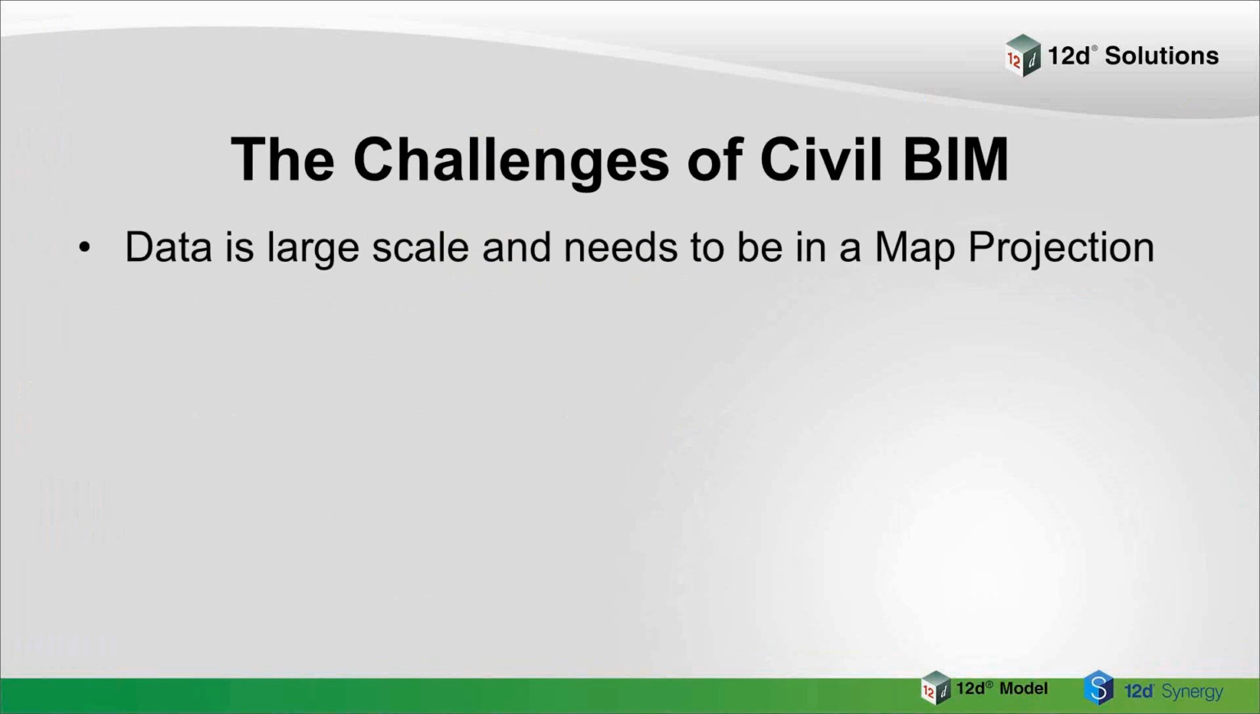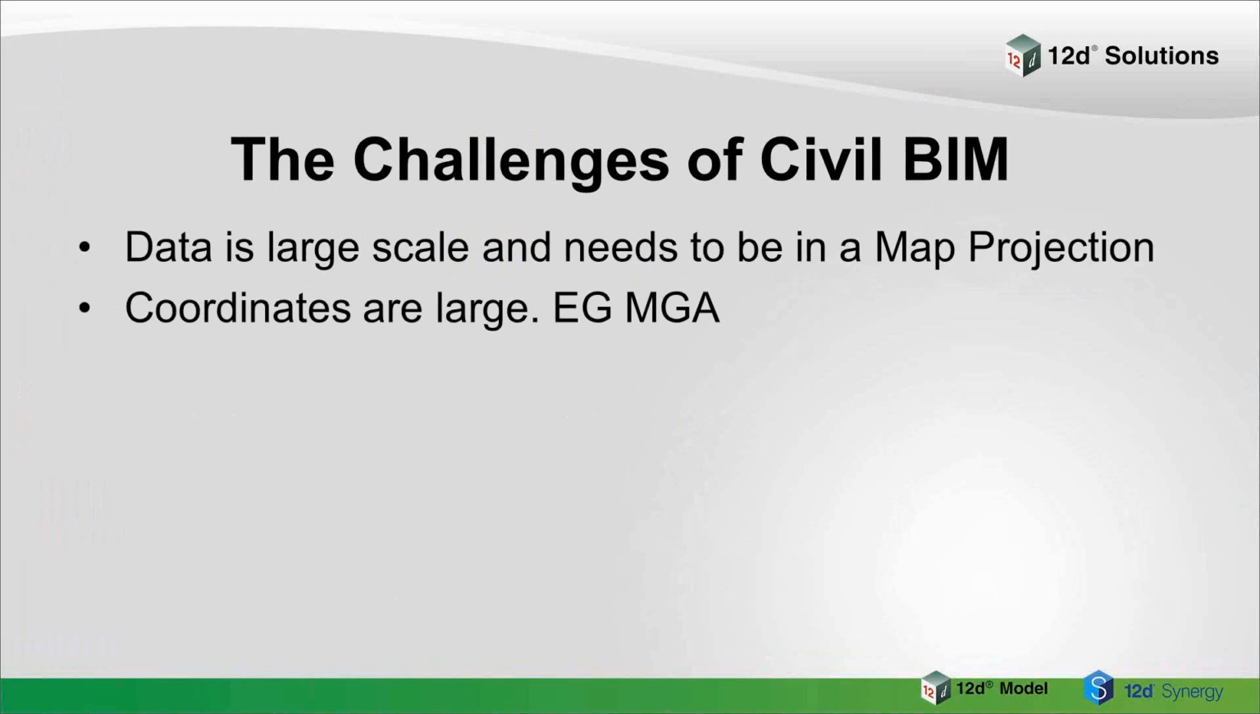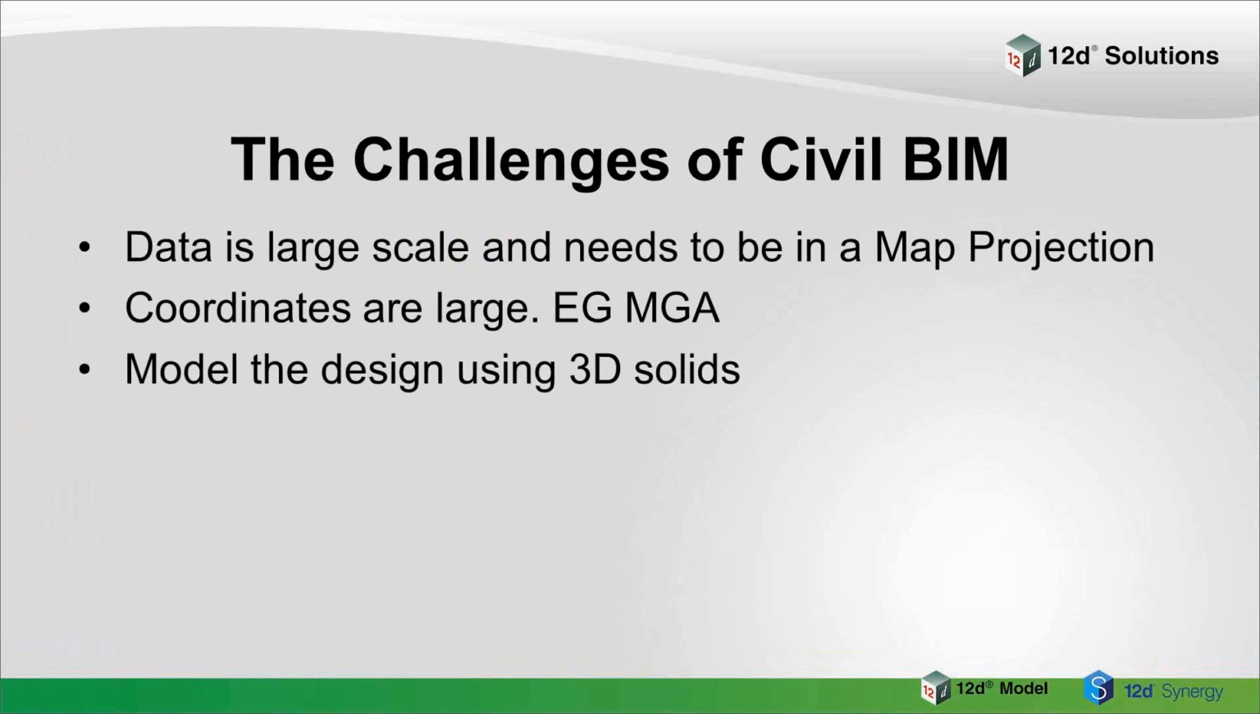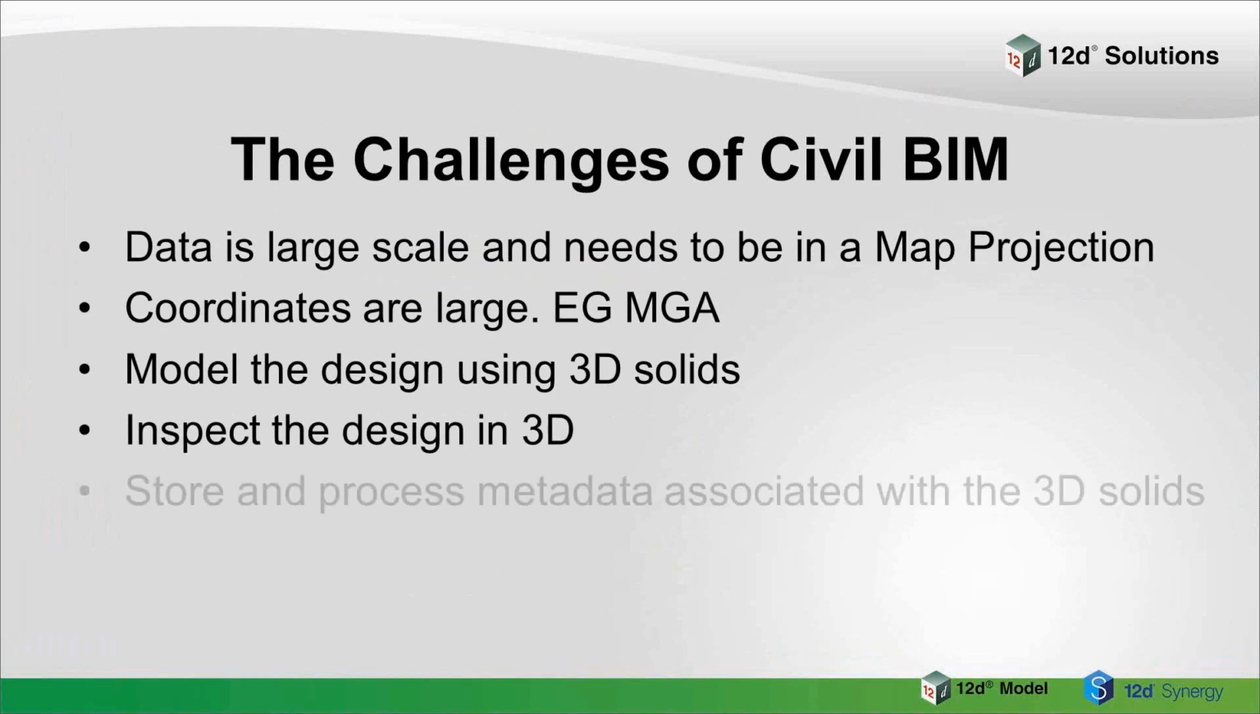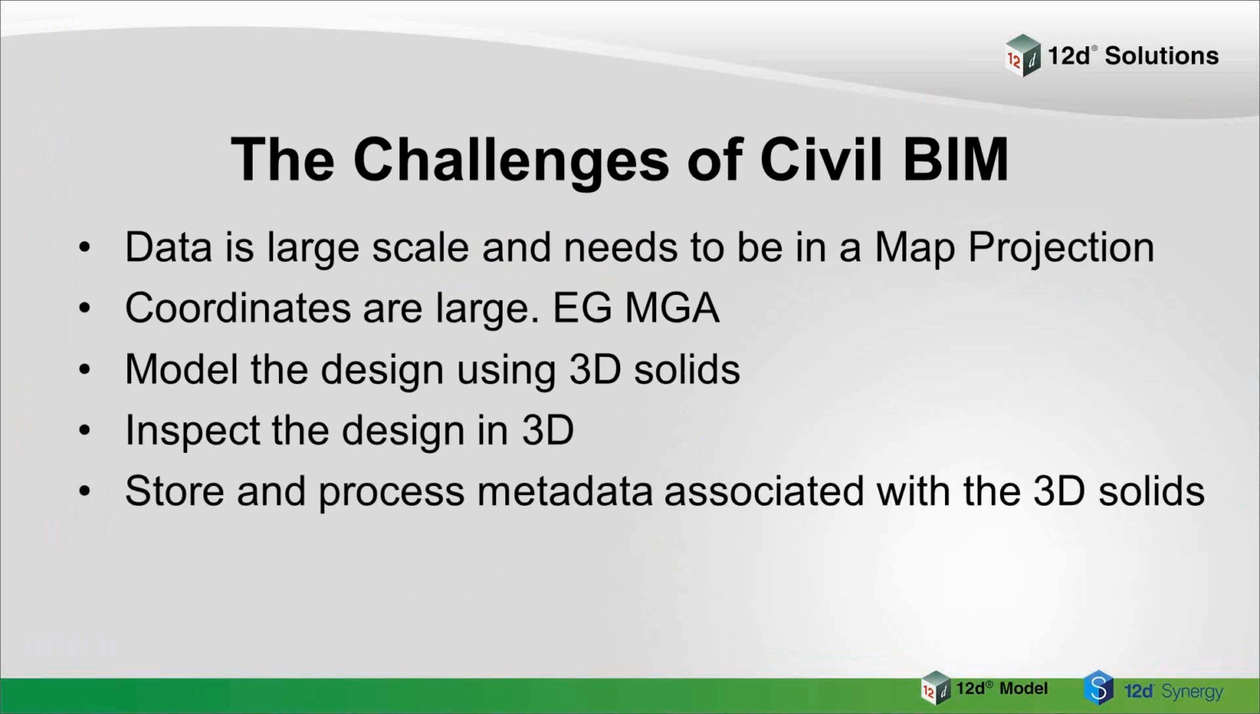So in that, you need a map projection, otherwise you can't bring the stuff together properly. Unique coordinates, they're going to be large, like MGA. Your designs have to be done with 3D solids, and everything with trimeshes allows you to do that inside 12D. You want to be able to look at the design in 3D, which you could always do in 12D model. And you can have attributes. You want metadata and things to be saved with it.